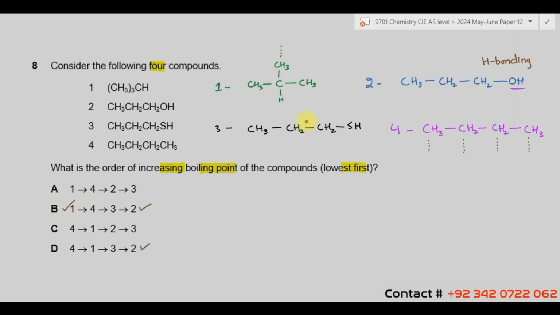Then we have the third one which is left. In the third one we have CH3, CH2, CH2, SH. So instead of carbon we have sulfur. Sulfur is more electronegative than carbon, so it has a higher boiling point than this one. So 1, 4, then 3 and then 2. The correct answer is B.